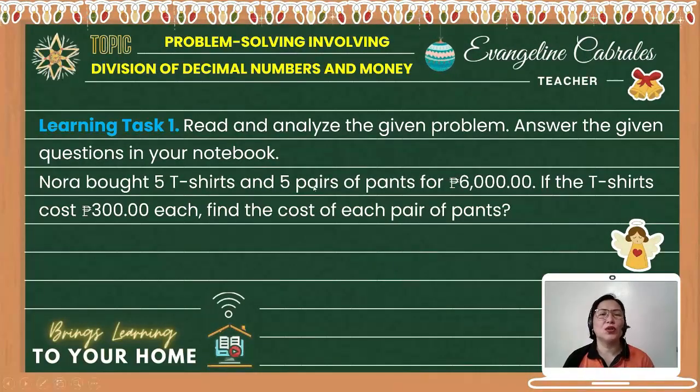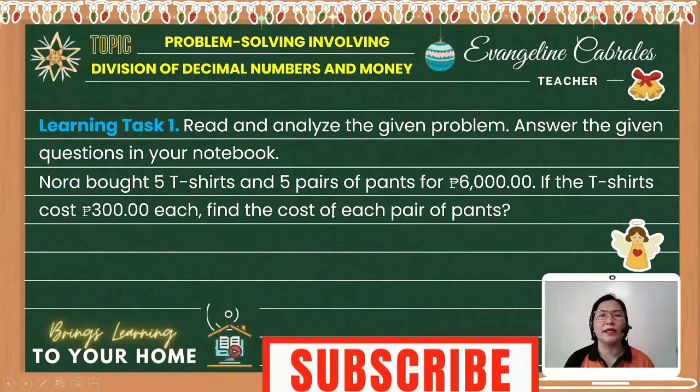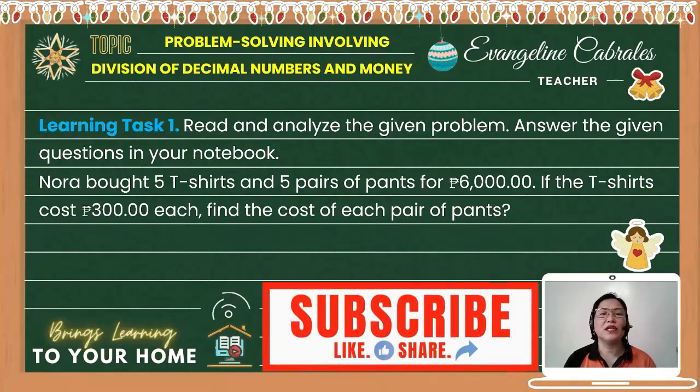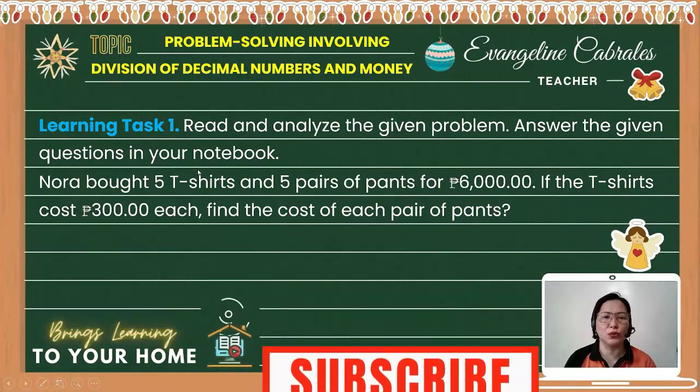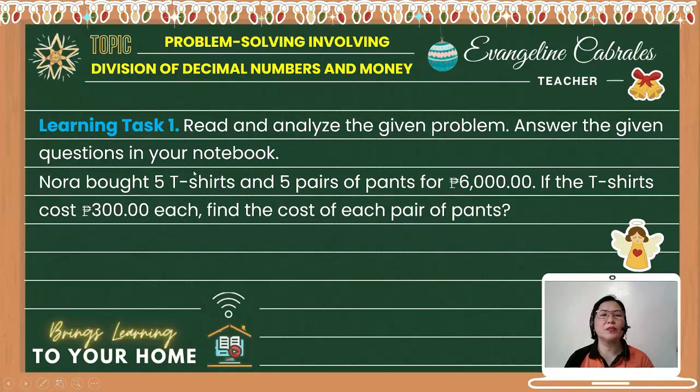Okay, so for learning task 1, the activity is read and analyze the given problem. Answer the given questions in your notebook. Here is the problem. Nora bought 5 t-shirts and 5 pairs of pants for 6,000 pesos. If the t-shirts cost 300 pesos each, find the cost of each pair of pants.